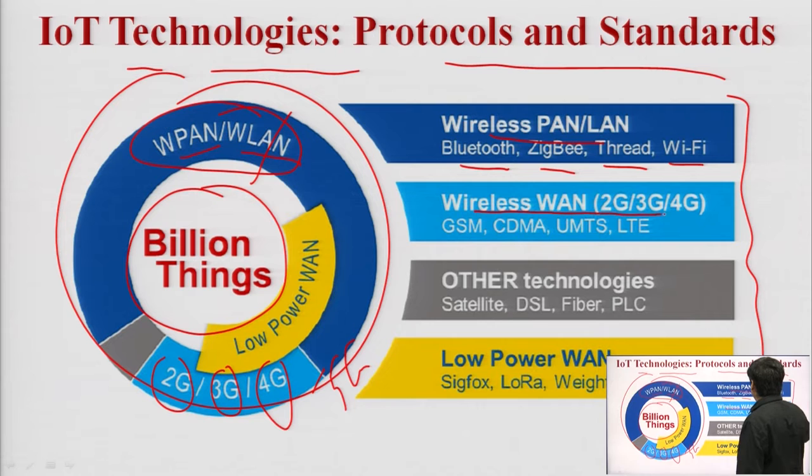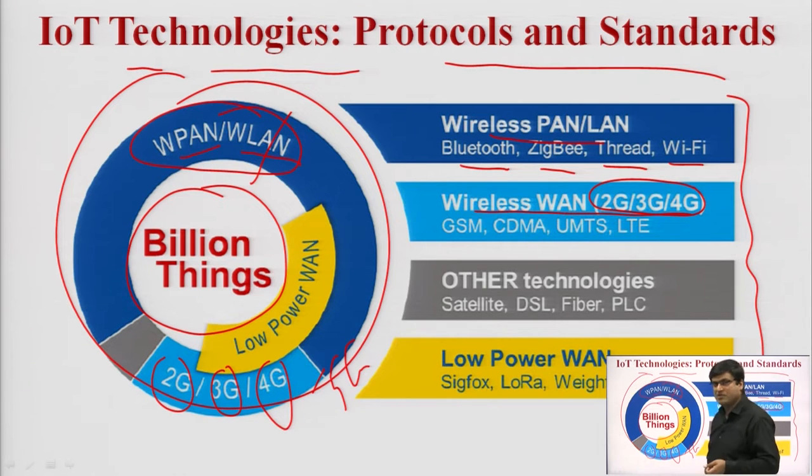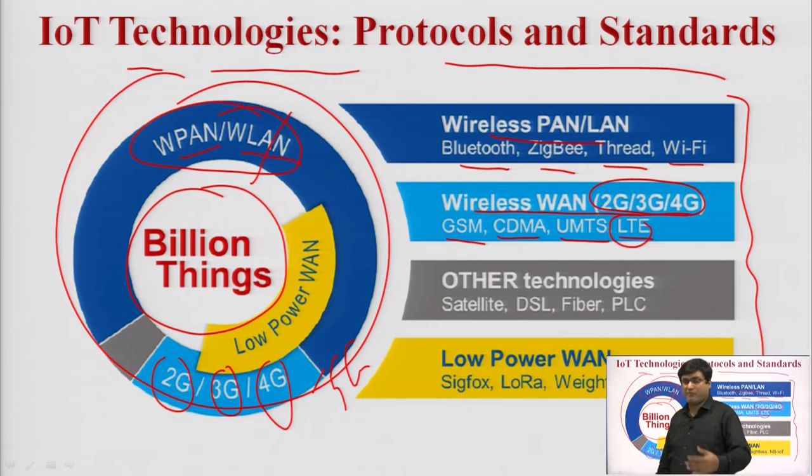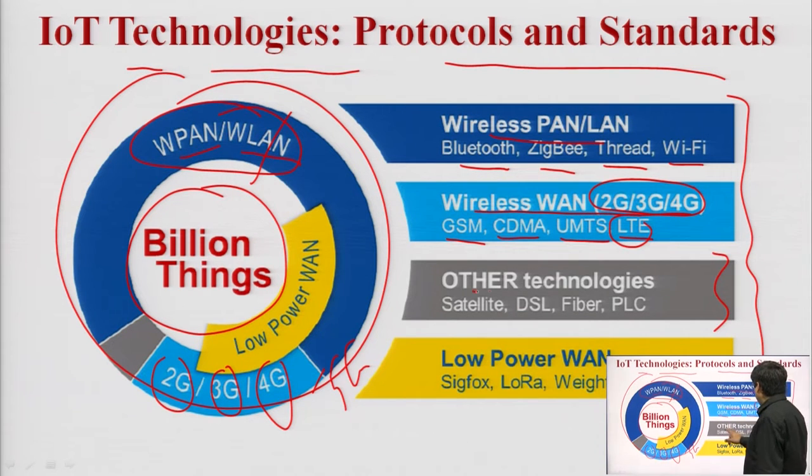After that, we have wireless WAN, wireless wide area networks, under which we have communication technologies like 2G, 3G, 4G, etc., used to communicate with remote locations and mobile devices. For this we have technologies like GSM, Global System for Mobile communication, CDMA, Code Division Multiple Access, UMTS, Universal Mobile Telecommunication System, and LTE, Long Term Evolution. Your mobiles communicate through LTE, and you can access the internet. We also have satellite communication, DSL (digital subscriber line), optical fibers to communicate with remote locations, and PLC. All these can be used to communicate.